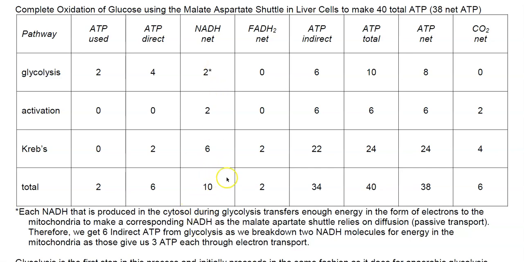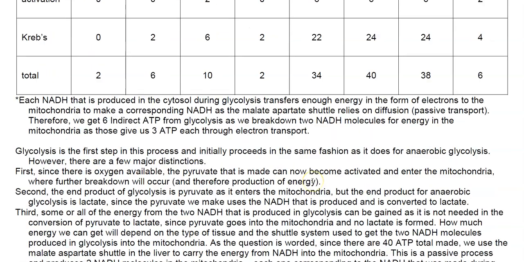So we have a total of 10. So 10 times 3 is 30. 2 times 2 is 4. So they're 34. Direct ATP is 4 in glycolysis, 2 in the Krebs, so that's 6. 6 plus 34 is 40. So that's kind of a nice energy summary.